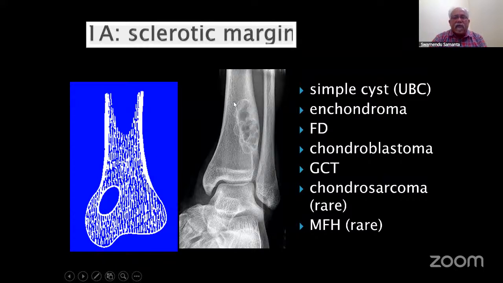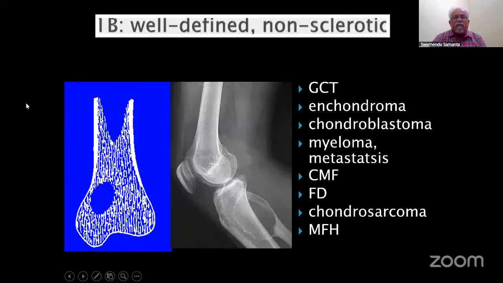Now 1A, this is the classic example of the 1A lesion. That's simple. This can be a simple cyst. It can be an osteochondroma. This is fibrous dysplasia. There is a sclerotic margin. This is the 1A variety. Then if you go back to 1B, there is no sclerotic margin. You see the tumor here. This is still well delineated, but the margin is not sclerotic. So you can have differentials like giant cell tumor, enchondroma, chondroblastoma, myeloma or metastasis, chondromyxoid fibroma, these sort of things.